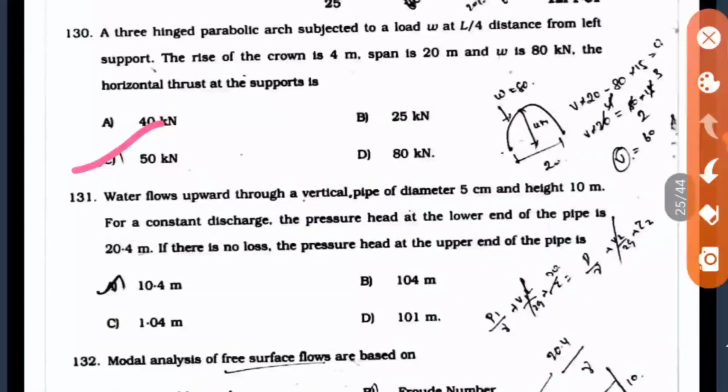131. The water flows upwards through a vertical pipe of diameter 5 cm and the height is 10 meter. For a constant discharge, the pressure head at the lower end of the pipe is 20.4 meter. If there is no loss, the pressure head at the upper end of the pipe is what? So this is the question they have asked.